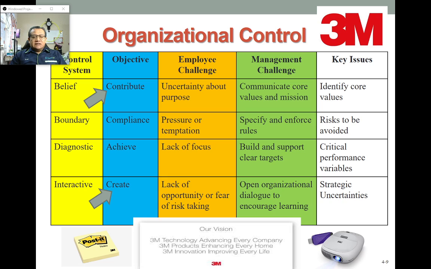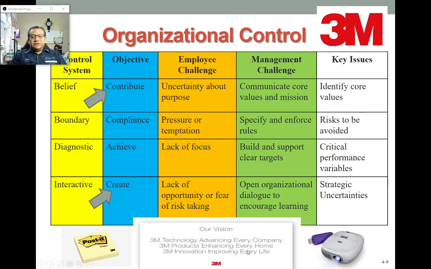So this is one of their, I would say, golden inventions in those olden days in the 1960s and 70s. It contributes one of the best-selling incomes to the 3M company. 3M also promotes a vision that technology is advancing every company. It believes that if you come up with good technology, it will help your company and also your suppliers and also other companies too.